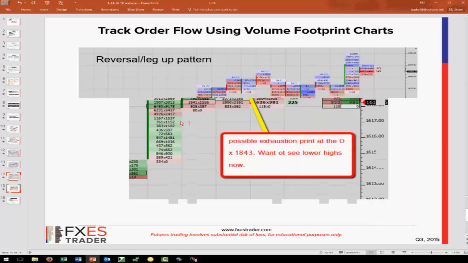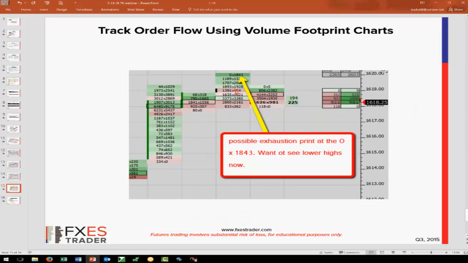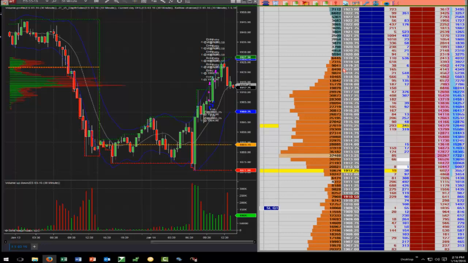So I'm going to jump off and show this possible exhaustion point. Let me switch over to the monitor though and show the... Alrighty, looks like you guys can see this. All right, this is NinjaTrader with the Jigsaw plugin.